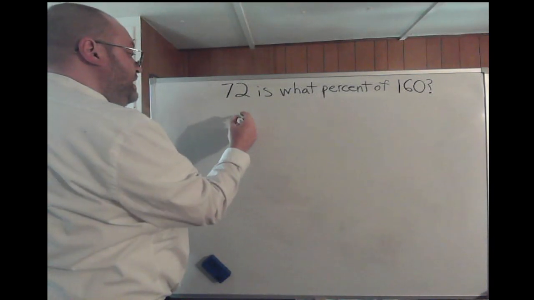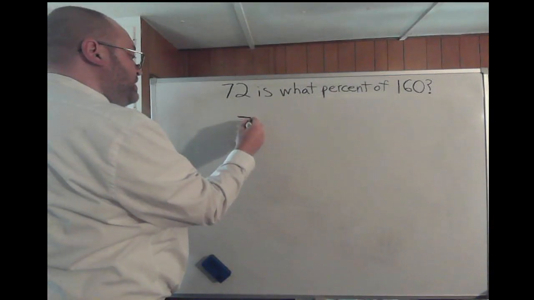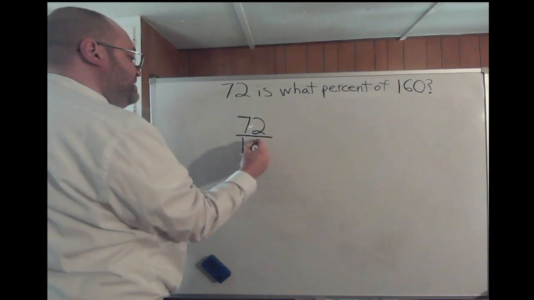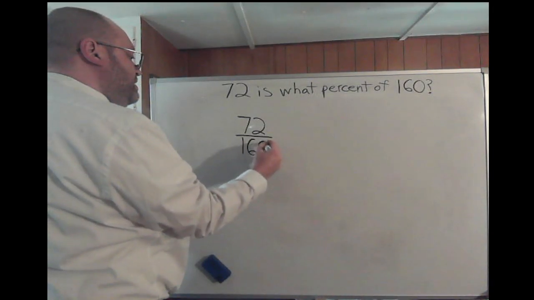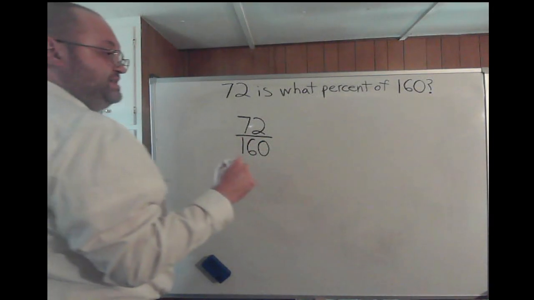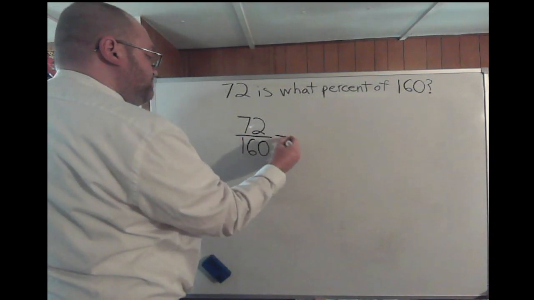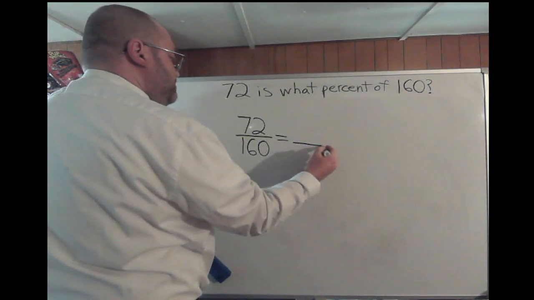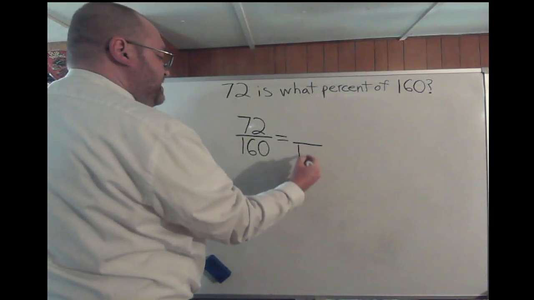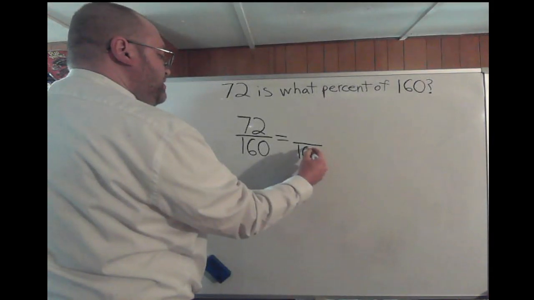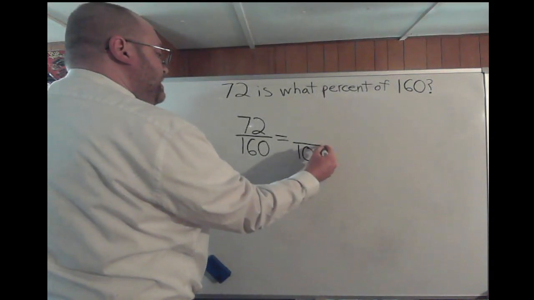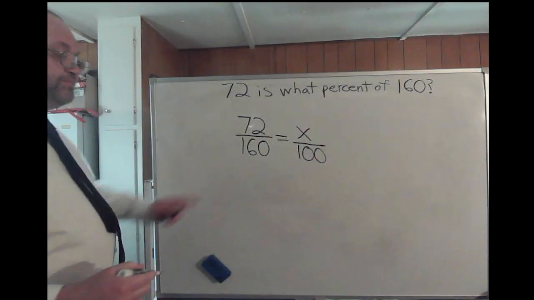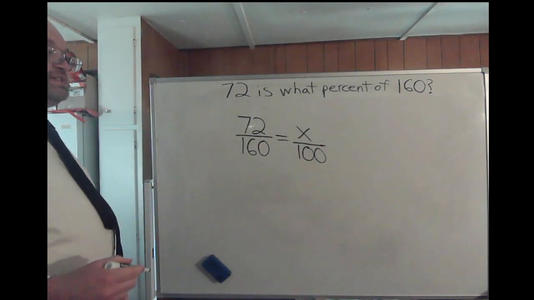Well, one way to do it, of course, is to take 72 in the numerator out of 160 in the denominator. You could do the division and get a decimal and convert that to a percent, but with the percent proportion, your second ratio, you'll set equal to a denominator out of 100, and then we don't know what the percent is, so we'll let x equal the percent.